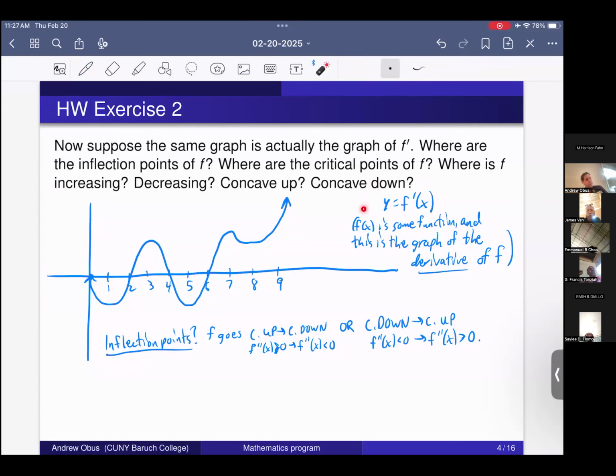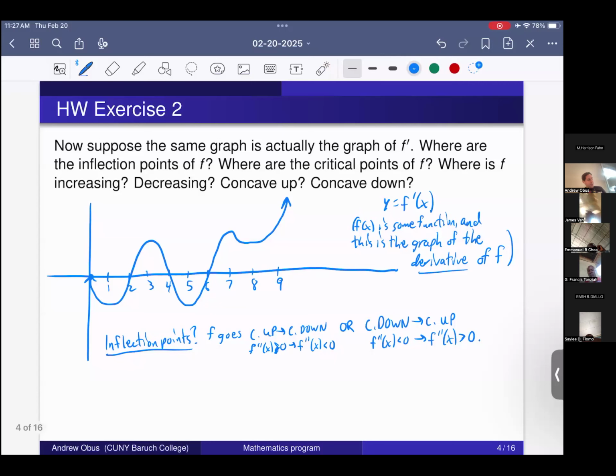So we have to detect this by only looking at the graph of f prime. By looking at the graph of y equals f prime of x, we want to know, for instance, when is f double prime of x greater than 0, and when is f double prime of x less than 0. If we can figure that out, then we'll know how to find the inflection points.